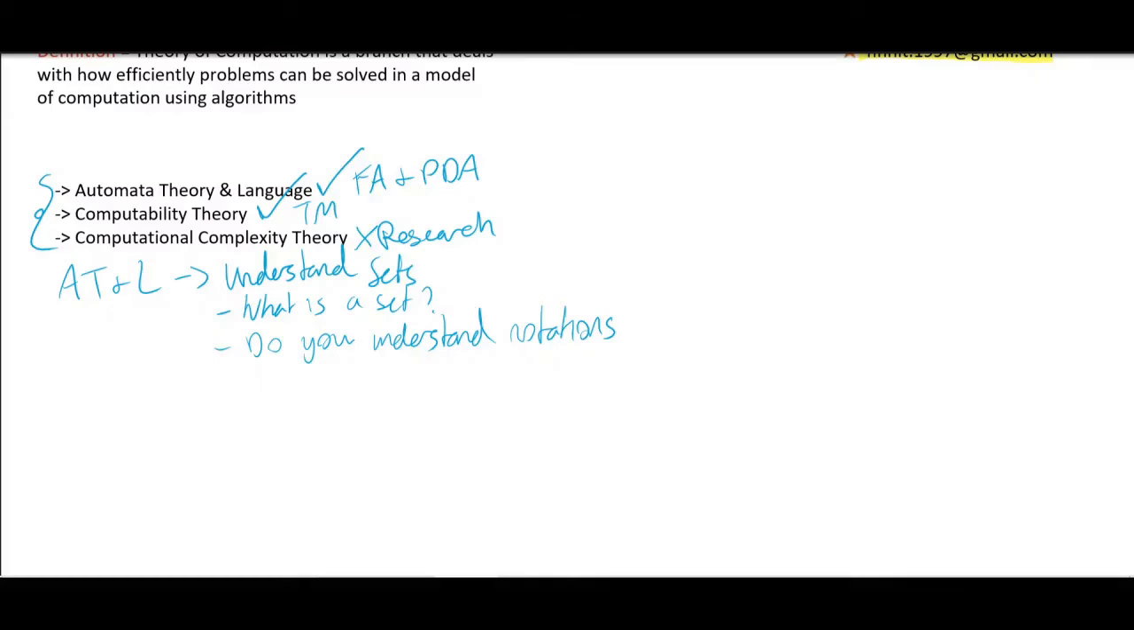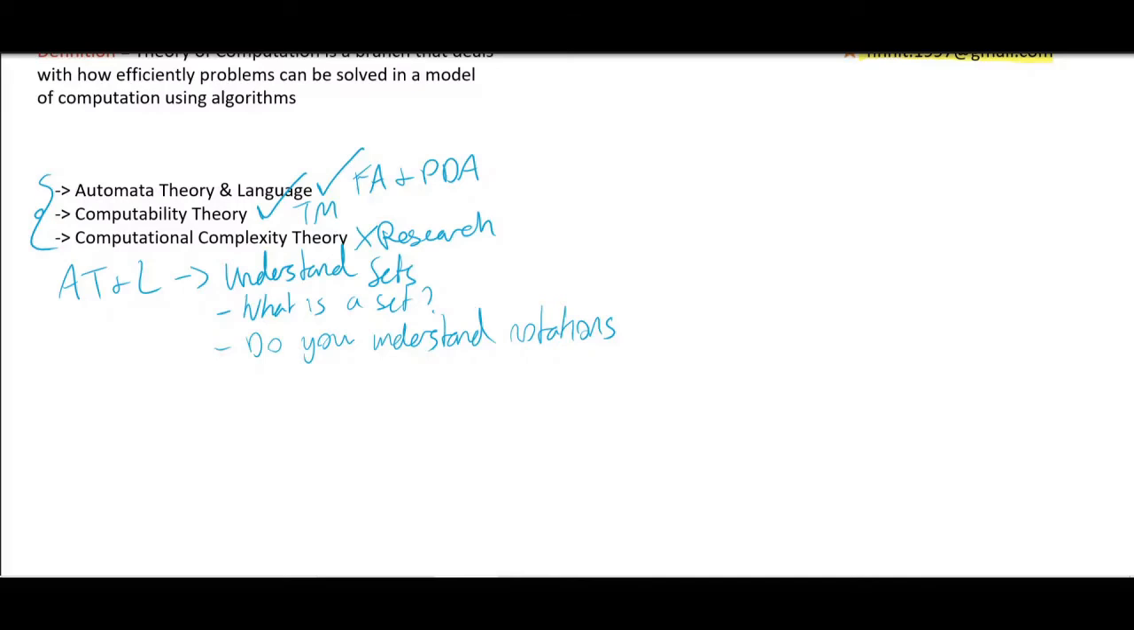So let's talk about AT and L, so automata theory and languages. To understand automata theory and languages, we have to understand what sets are to develop our knowledge in AT and L. What I mean by understanding sets is to know what a set is, and to understand the different notations that are used in sets. It's very important to have a good understanding of them to further talk about automata theory and languages.